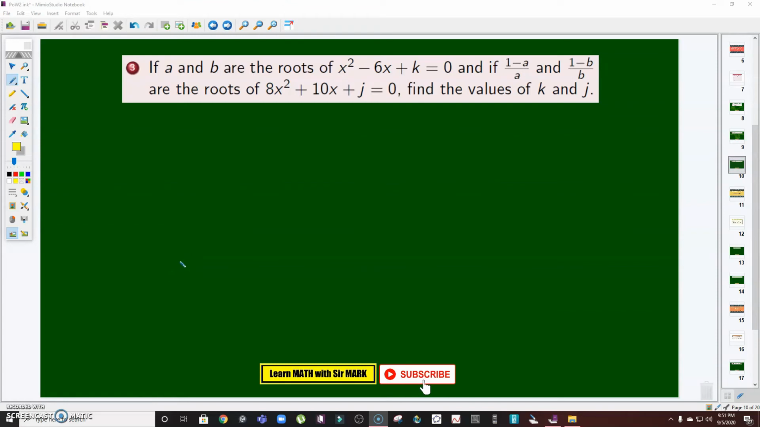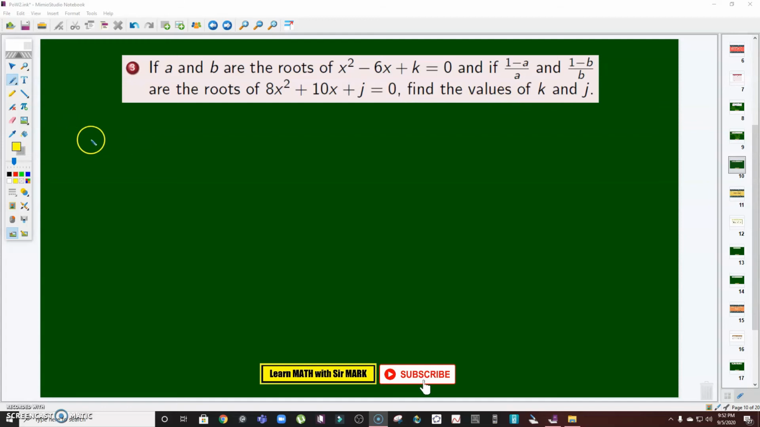Okay, problem number 3. If a and b are the roots of x squared minus 6x plus k equals 0, and if 1 minus a all over a and 1 minus b all over b are the roots of 8x squared plus 10x plus j equals 0, find the values of k and j.